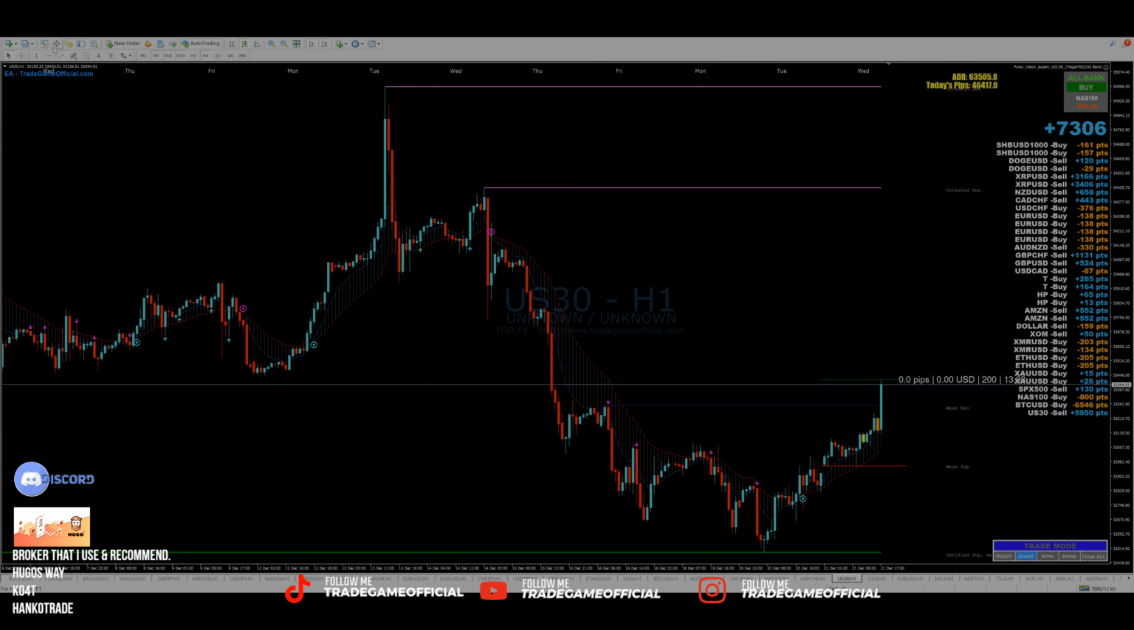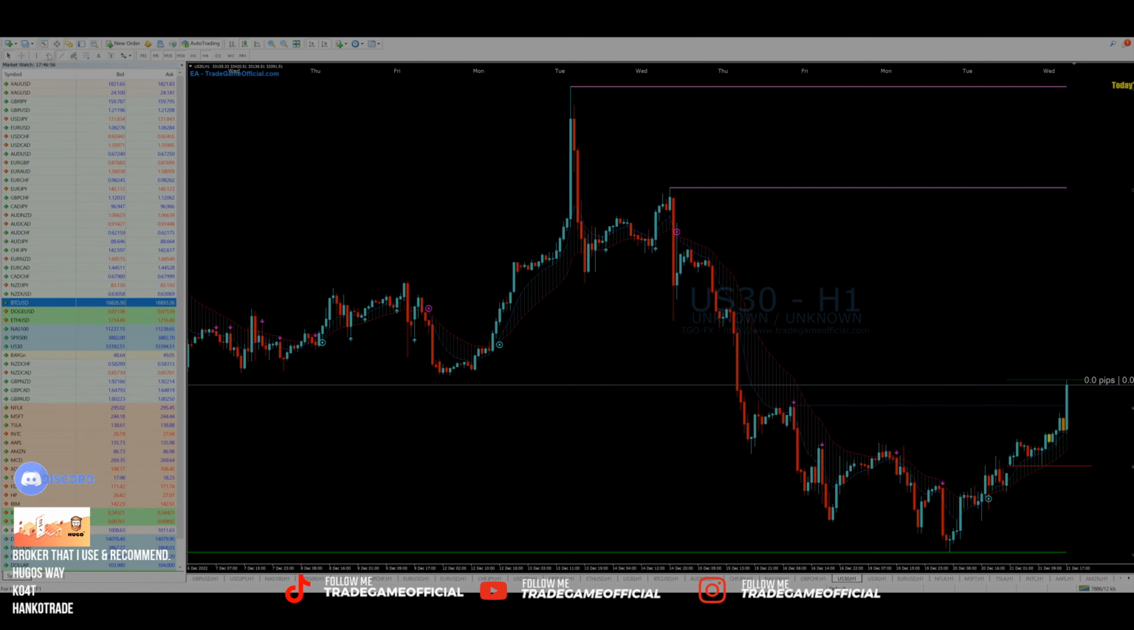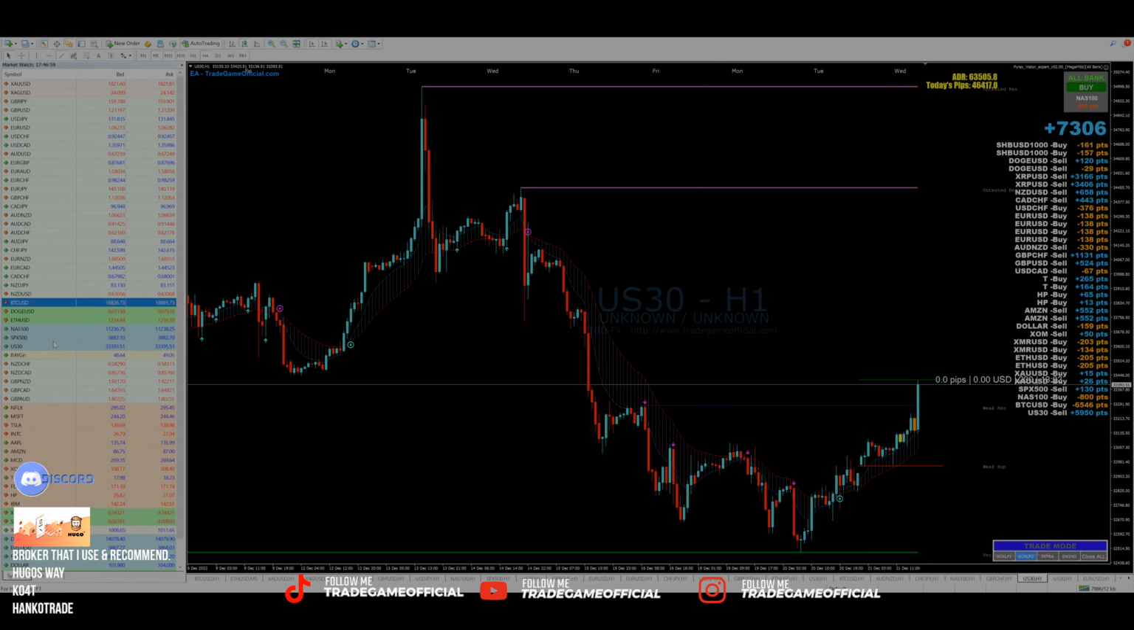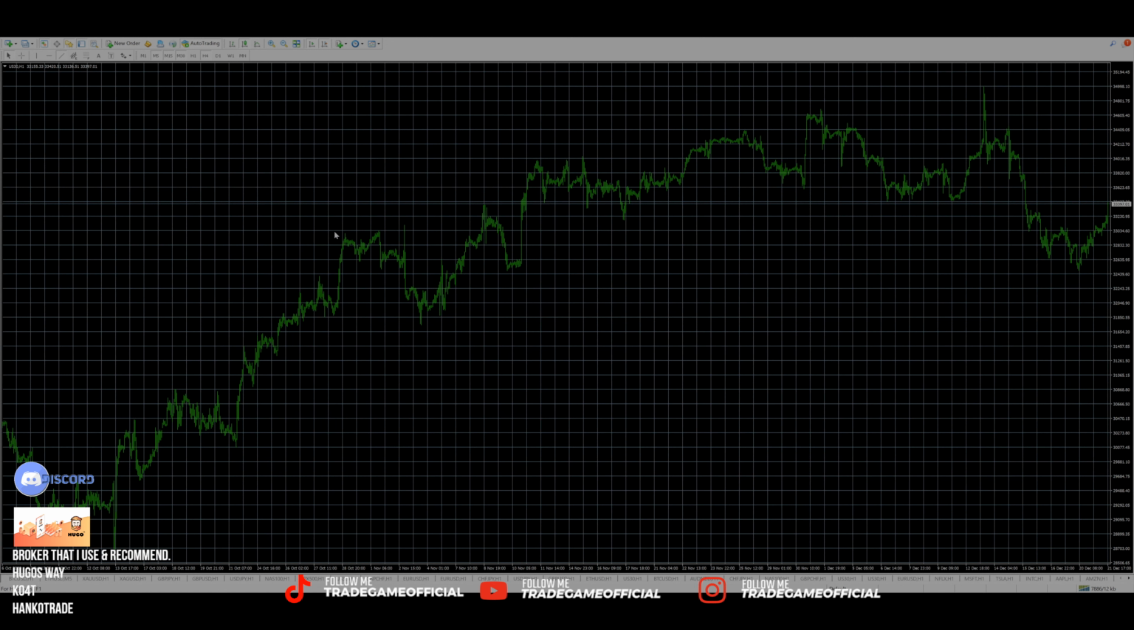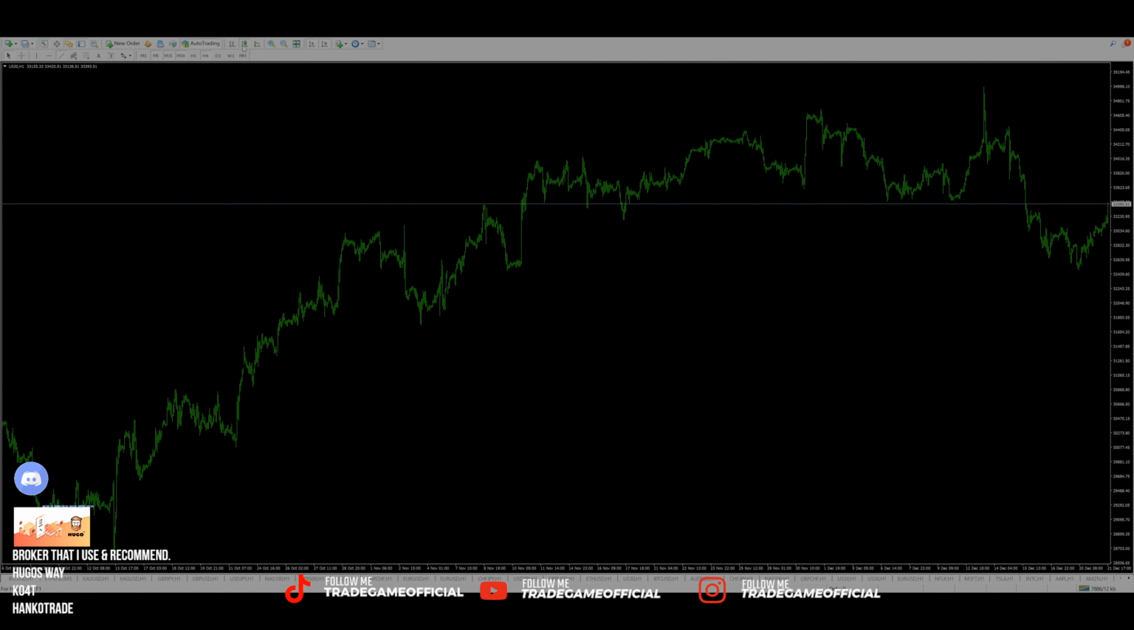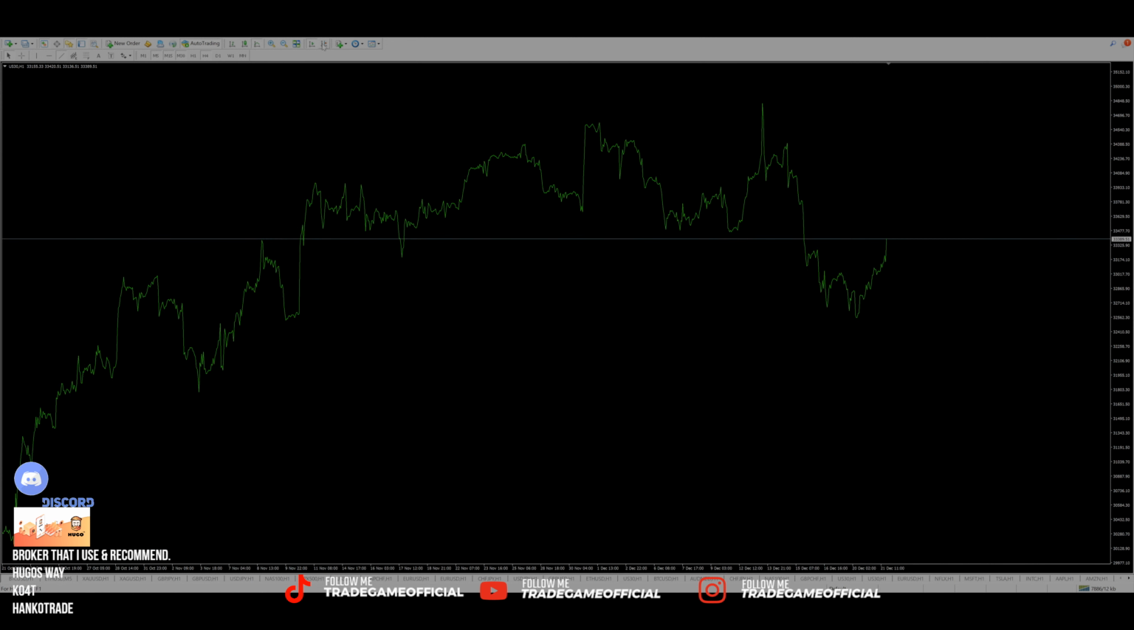Matter of fact, I'm going to do this on a naked chart. Let me find US 30. I'd rather do this on a naked chart so I can show you, so you don't need the indicator. You don't need the indicator to see what I see. Candles. Boom. All right, let's just use the line graph. Why not? Okay, the reason how you know it's going up.